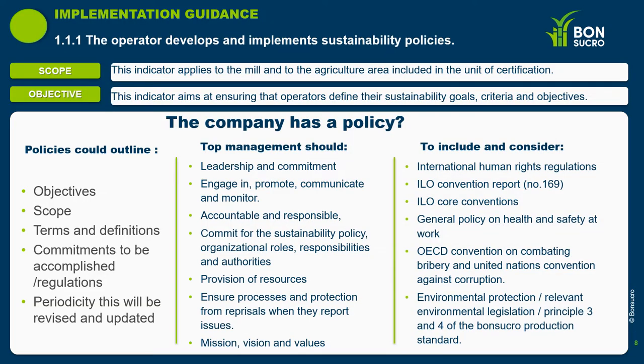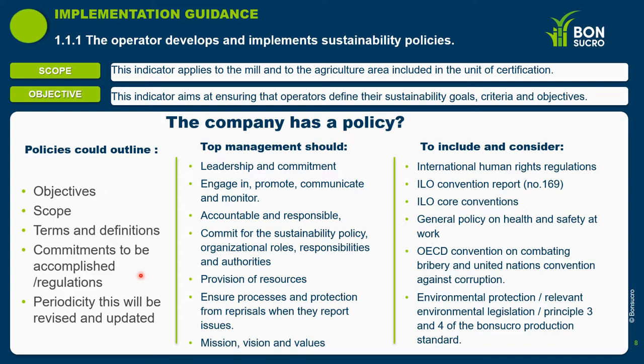From the implementation point of view, these indicators aim to ensure that the operation defines their sustainability goals, criteria and objectives, that the plan is written down. This policy is outlined in a structure with objective, scope, terms and definitions, commitments to be accomplished, regulation, and the periodicity with which it will be revised and updated.